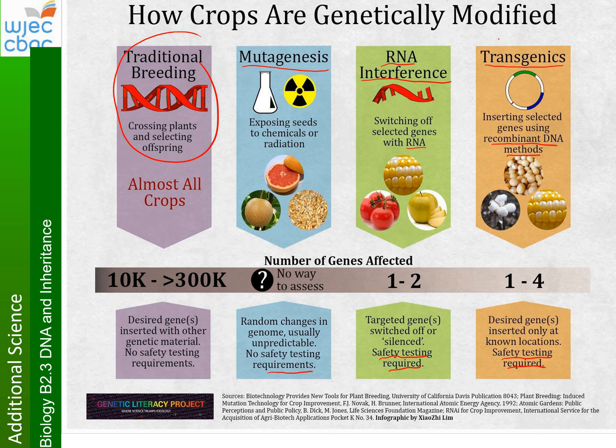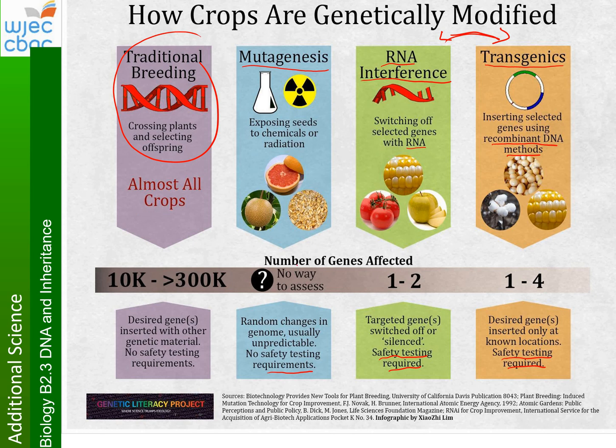So these are probably the two methods that are used the most in the crops that are genetically modified these days. But just to give you an understanding of the number of genes that could be affected, anywhere between 10,000 to 300,000 genes are affected by traditional breeding methods, just to give you a balance of opinion. So this is how we breed crops and how we've bred crops for centuries.